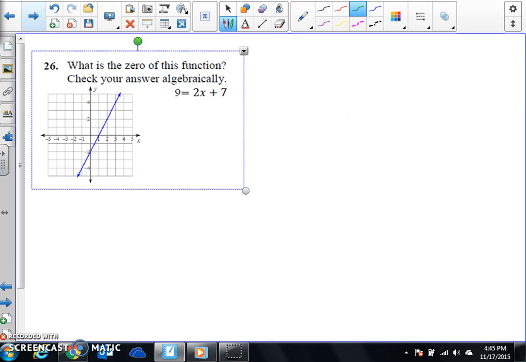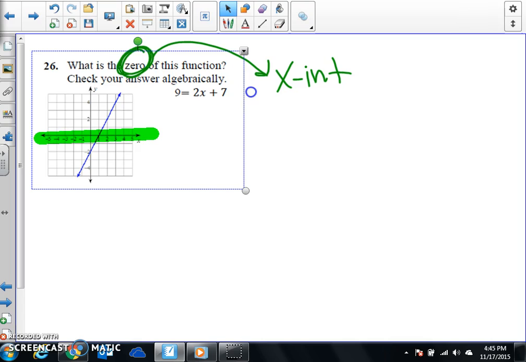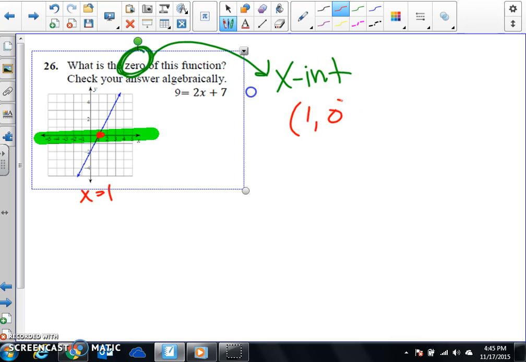All right, what is the 0? 0 is a diva. It means x-intercept. So I go to the x-axis, highlight it, and I see where that line crosses the x-axis. And it is at 1. So that's at x equals 1, which would be (1, 0).